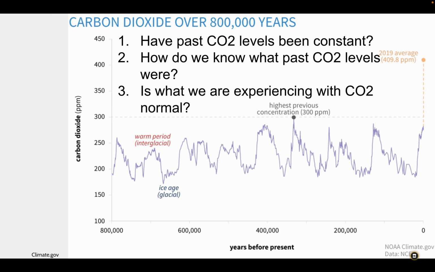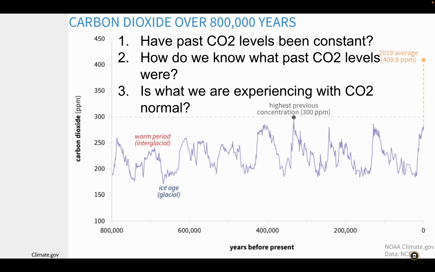Number one, what do you notice? Have past carbon dioxide levels been constant? Number two, how might we know what these past CO2 levels were? And then number three, if you look all the way up at present day, 0 years before present, is what we're currently experiencing with CO2 levels normal?